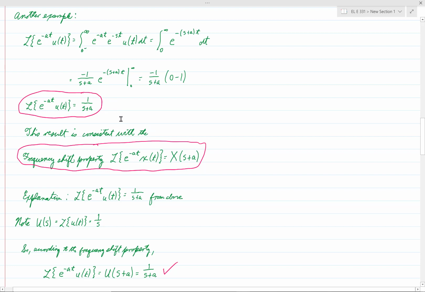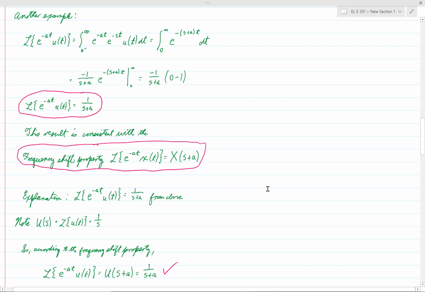And again, this is a result that is consistent with one of our formulas. In this case, it's called the frequency shift property, which says that the Laplace transform of e to the minus at times any time domain function will simply be the Laplace transform of that time domain function evaluated at s plus a.